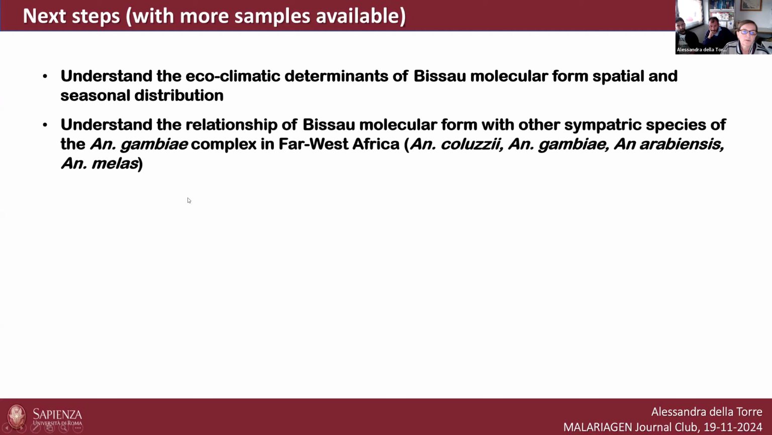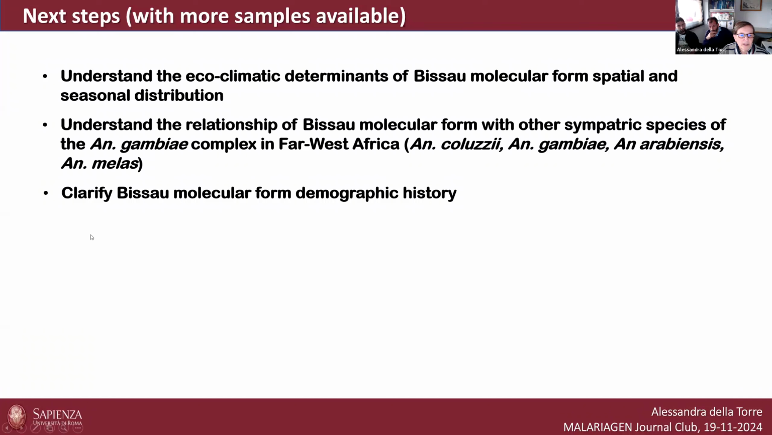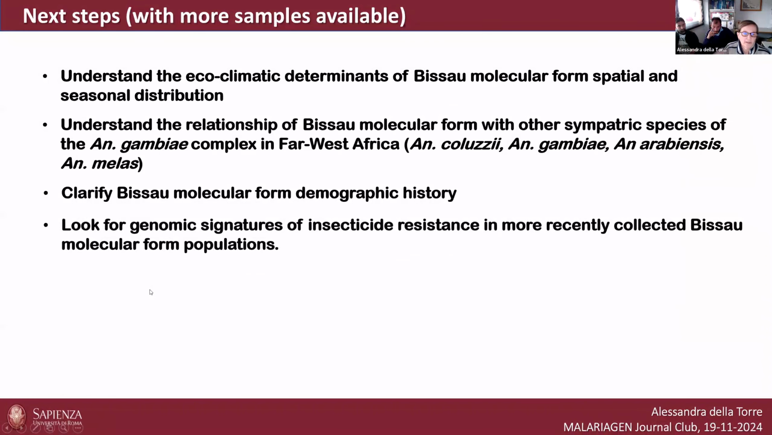Second objective could be to understand the relationship of the Bissau molecular form with other sympatric species of the Anopheles gambiae complex in Far West Africa, not only coluzzii and gambiae, but also arabiensis and melas, which are present and sympatric in the same geographic region. Clarify the Bissau molecular form demographic history. Of course, look for genomic signatures of insecticide resistance in more recently collected Bissau molecular form populations, because the ones that have been analyzed in our work were old populations.